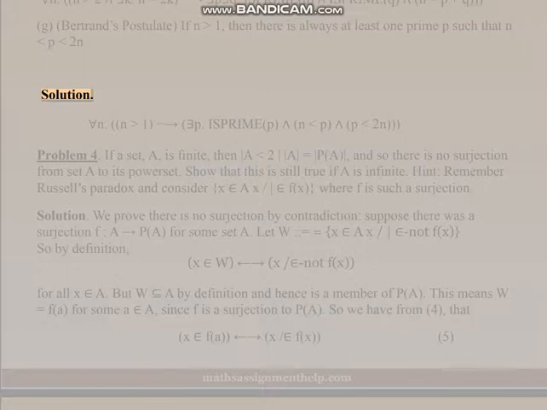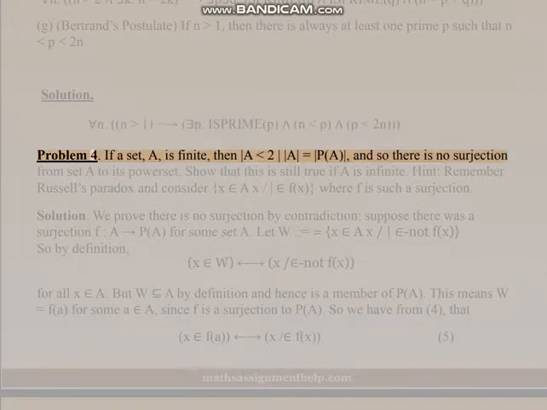Solution. For all n greater than 1, implies, there exists p, is-prime(p), and n less than p, and p less than 2n. Problem 4.